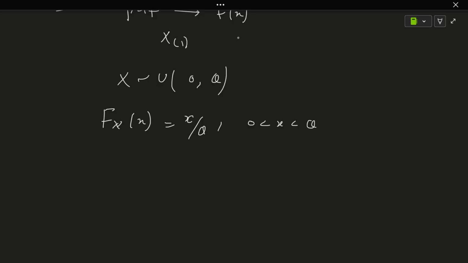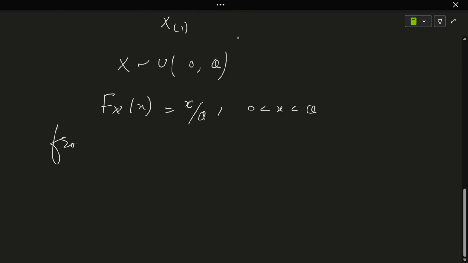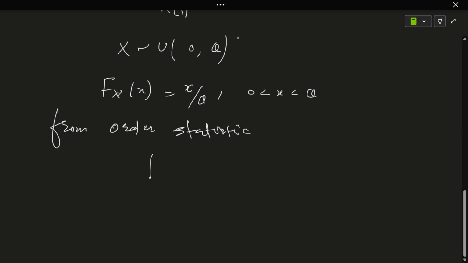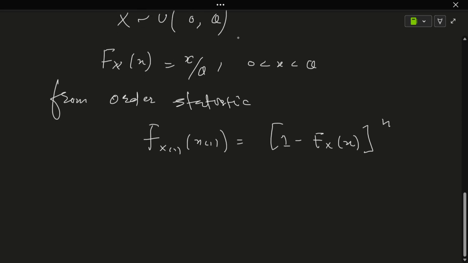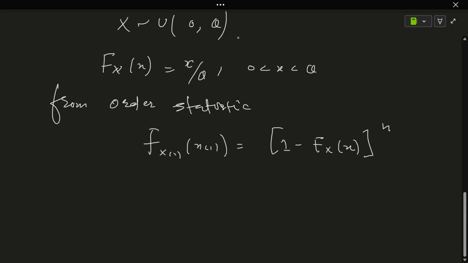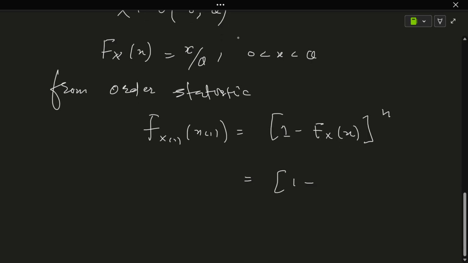That is nothing but x by theta, where x is between 0 to theta. Now from the order statistics, you can write that the CDF of x1 is 1 minus F of x raised to the power n. You have to remember this formula from order statistics. What is the CDF of the first order statistic? That is simply 1 minus the CDF of our existing distribution raised to the power n, that is 1 minus x by theta raised to the power n.